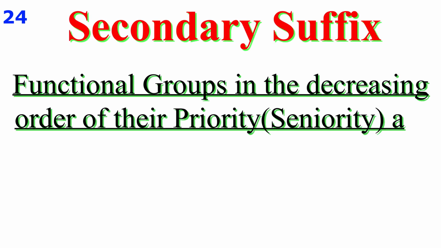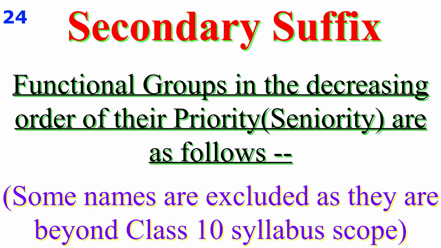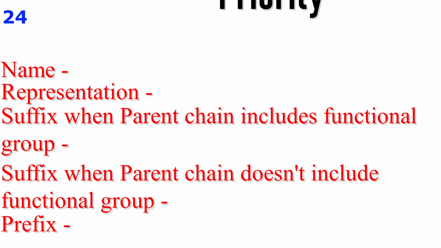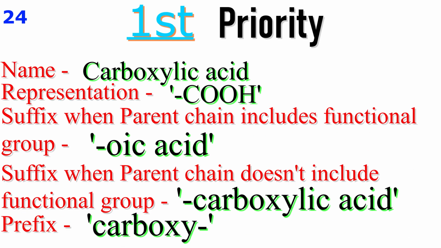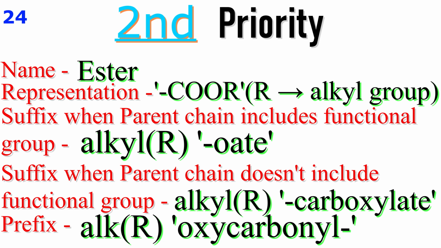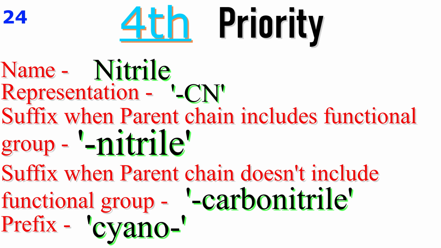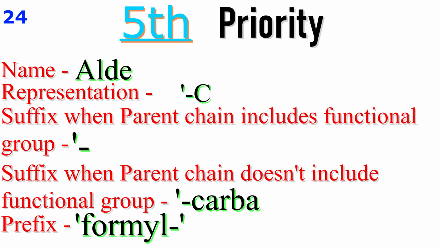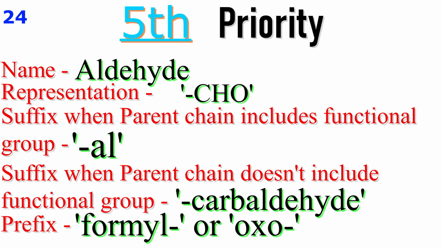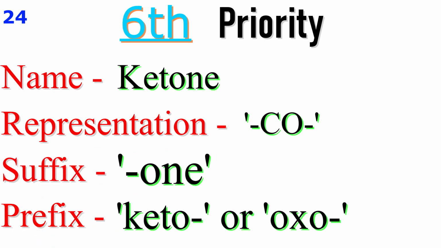The suffixes as well as the prefixes used for some important functional groups are shown at present on your screen in the decreasing order of their priority. Here also note that a different suffix is used when the carbon atom of the functional group is not part of the main chain. I repeat, a different suffix is used when the carbon atom of the functional group is not part of the main chain. Clear?